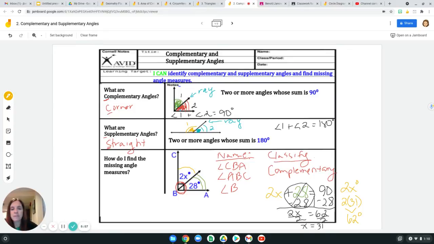So now let's see if this works. If we put 62 in here, and then we have 28 down there, let's see, is 62 plus 28 going to equal 90? Yes. So our complementary angles are 62 degrees and 28 degrees. They're both acute. One is a little bit bigger than the other. Let's look at another example.